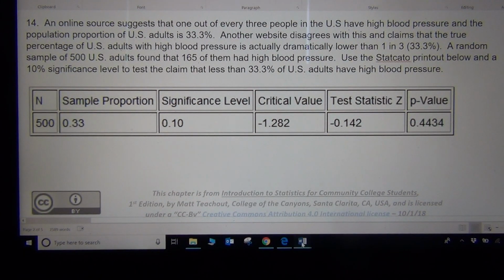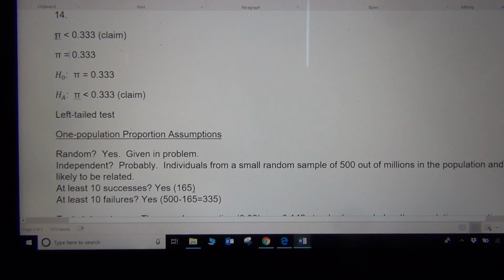So let's do that. We're going to start with our claim. So pi is less than 0.333. Pi, or you could use p also. P is fine. Some books use p, some books use pi for a population proportion. And less than, notice again, points to the left. Always keep your letter on the left and your numbers on the right if you're doing a one population test. And then again, less than points to the left. So it should say pi is less than 0.333. And that is our claim. That's what they're claiming is true.